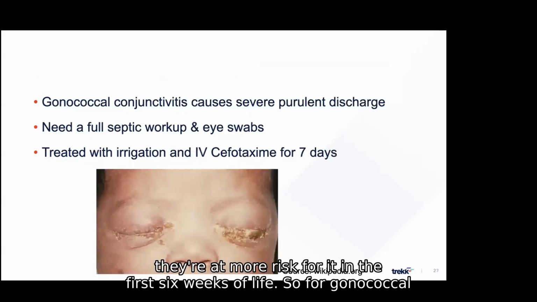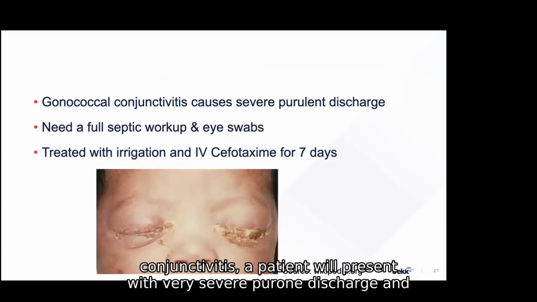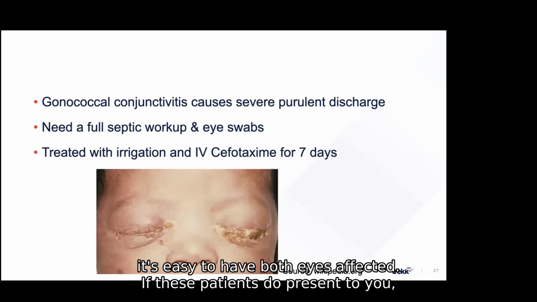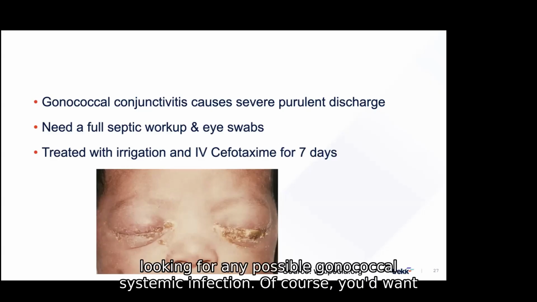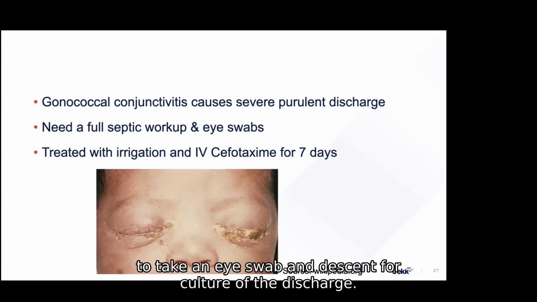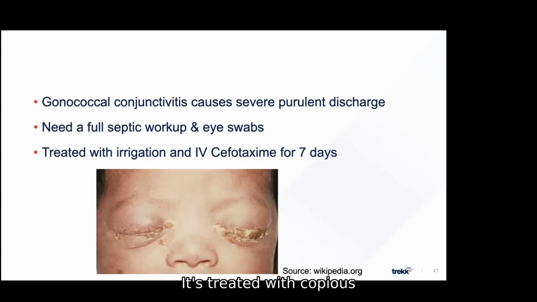So for gonococcal conjunctivitis, patients will present with very severe purulent discharge, and it's easy to have both eyes affected. If these patients do present to you, then they need to have a full septic workup, including an LP, because you're looking for any possible gonococcal systemic infection. And of course, you'd want to take an eye swab and send for culture of the discharge. It's treated with copious irrigation and IV ceftriaxone for 7 days.